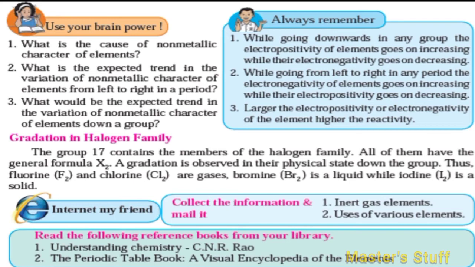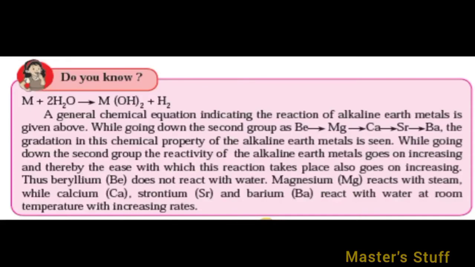Gradation in the halogen family. Group 17 contains the members of the halogen family. They are represented by the general formula X2. The gradation is observed in their physical state down the group. Thus, fluorine and chlorine, that is F2 and Cl2, are gases. Bromine, Br2, is a liquid, while iodine, I2, is a solid.